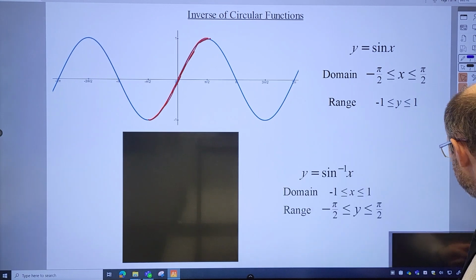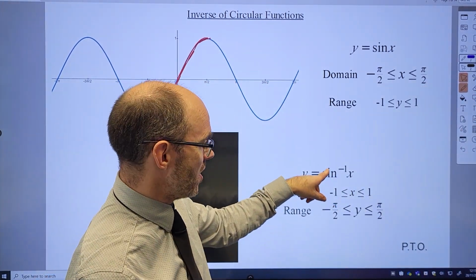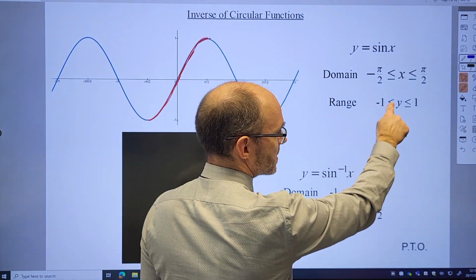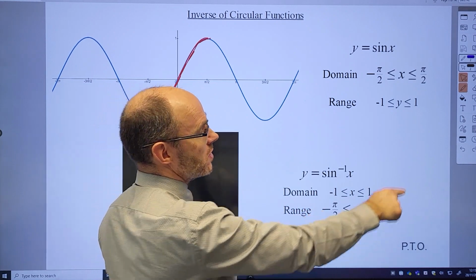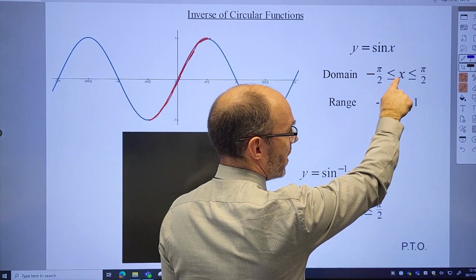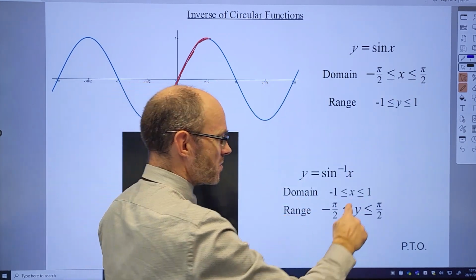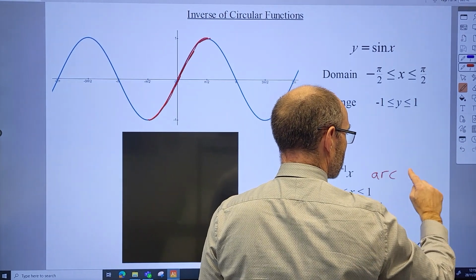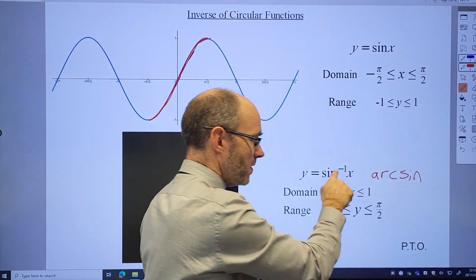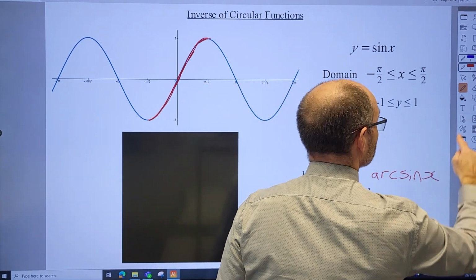So what I'm going to do is show you what they are. The domain of the inverse sine graph will be negative 1 less than or equal to x, less than or equal to 1. And the range of the inverse function will be negative pi over 2 less than or equal to y, less than or equal to pi over 2. Sometimes it's written as arcsine, so just write that in there. So arcsine. I prefer this. You need to know both, okay? You need to know both of them.